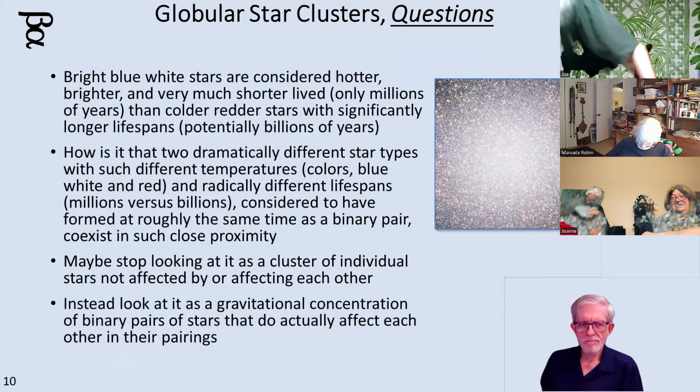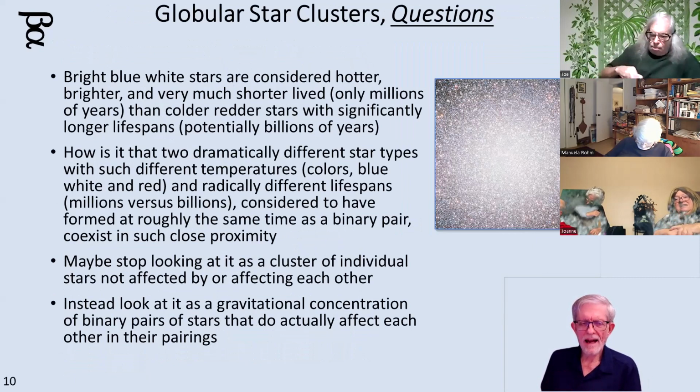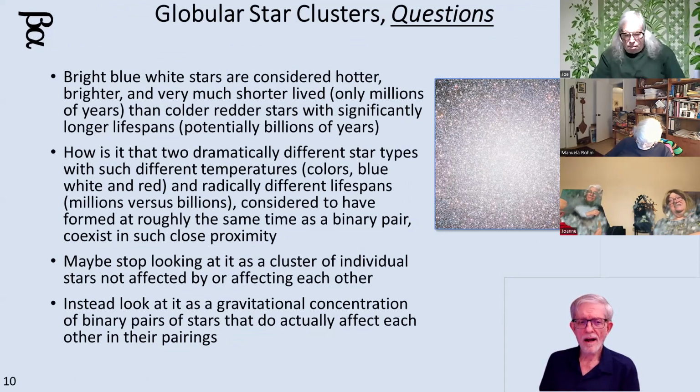So we know that blue-white or white stars, active white stars are hotter and brighter, and they live for only maybe millions of years. But we know that the colder, redder stars, or white dwarfs at the end of their lifespan, they could be potentially billions of years. So if all of these stars formed at roughly the same time point, why is their lifespan so different? What's that got to do with the structure of the cluster?